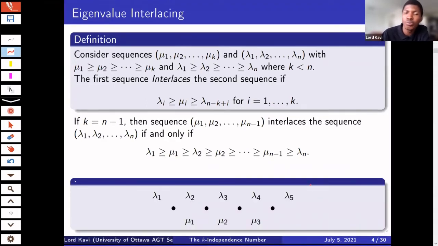Let's give another example. When n is 5 and k is 3, interlacing means that lambda 1 is greater than mu 1, and mu 1 is greater than lambda 3. And lambda 2 is greater than mu 2, which is greater than lambda 4, in that order. So this is the idea of interlacing. It is a very powerful tool and has several applications. It has led to solving otherwise difficult problems, and it has been popularized, especially in relation to graph theory.